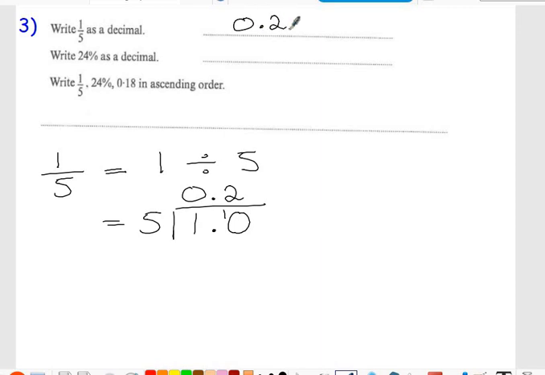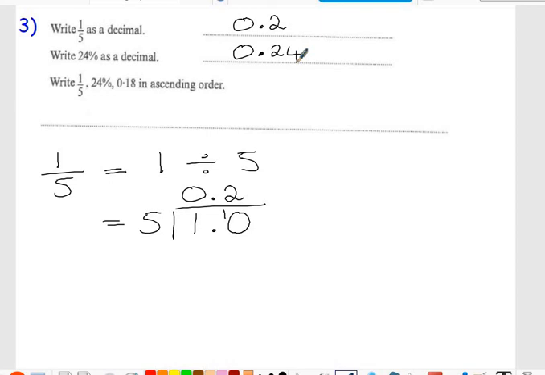Write 24% as a decimal. So percentage to a decimal, divide by 100, meaning each digit moves 2 places to the right. So we end up with 0.24.